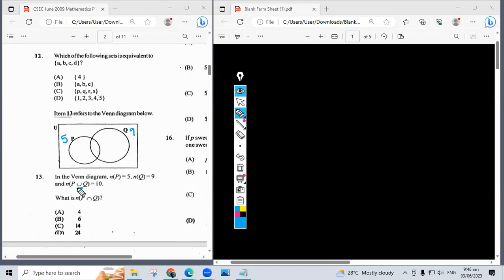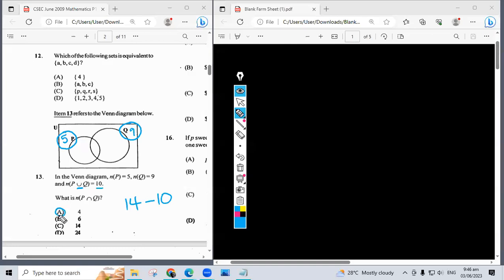And this U means union. If you combine everyone, you're only getting 10. So there's an overlapping region. The best way to do this is to add the value of P and Q. So P plus Q is 14, and you just minus the union value from it, and you will get 4.